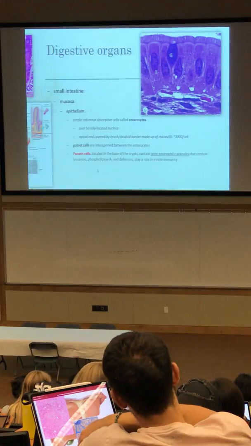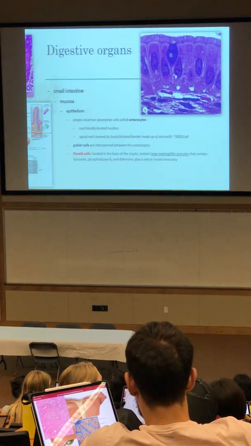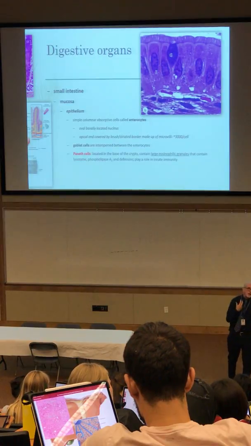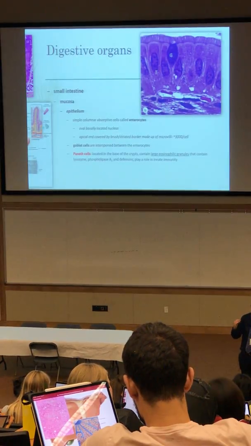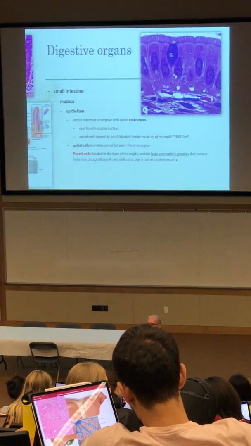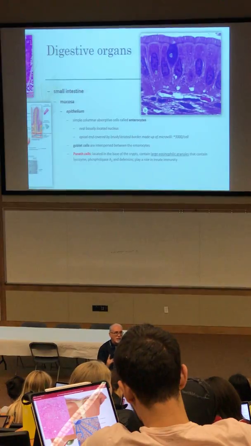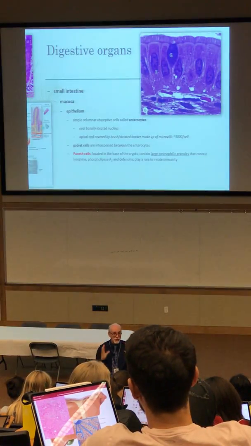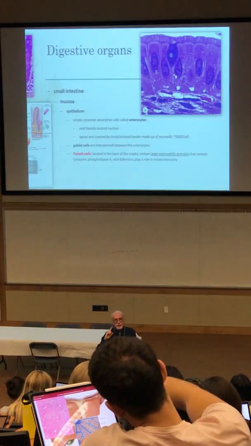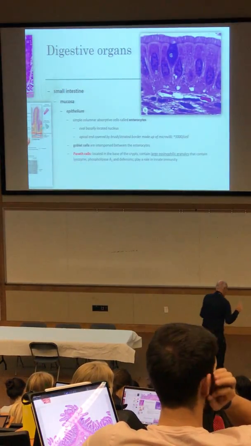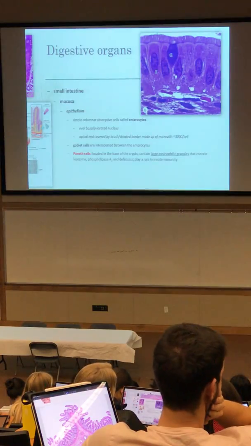Now, at the base of the crypts, underline that, at the base of the crypts, in the depths of the crypts, you have a special type of cell called the Paneth cell. And the only place you see it is in the base of the crypts, and the only organ you see it in is small intestine. So this is going to be one of the big identifying features, along with villi and all that stuff, that this is small intestine. Because you've got to be able to differentiate between esophagus, stomach, small intestine, large intestine. You've got to be able to identify that. So this is one of the big key identifiers.